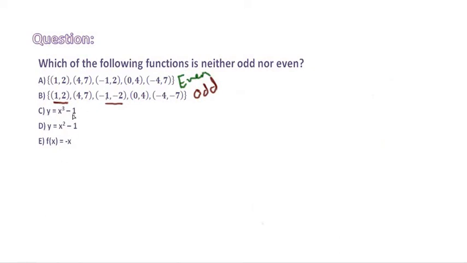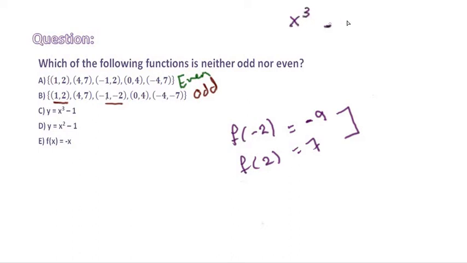What about c? For c, we need to substitute a number. Let's say f of negative 2, for example, is equal to negative 2 cubed, which is negative 8, minus 1, so this is negative 9. And f of 2 is 8 minus 1, this is 7. It's not even and not odd. Actually, for polynomials, you can use another method to tell if it's an even or an odd function without substituting numbers, by looking at the powers. Here we have x cubed and 1.